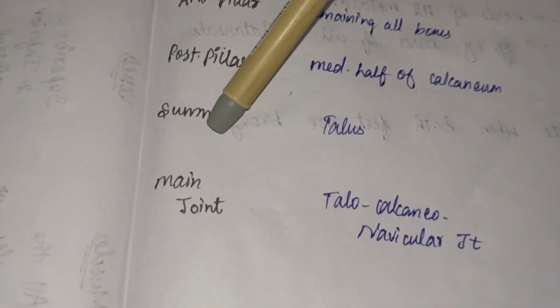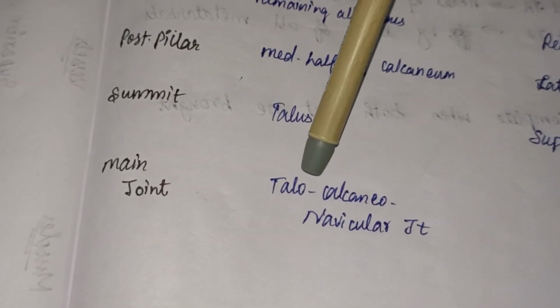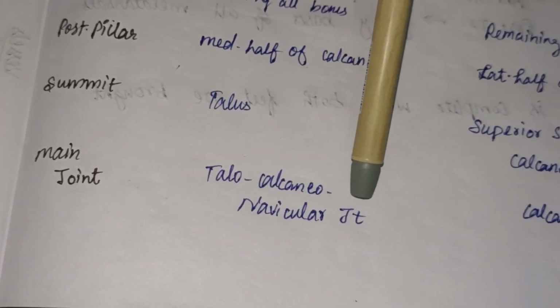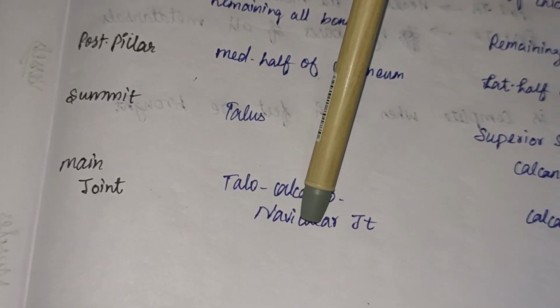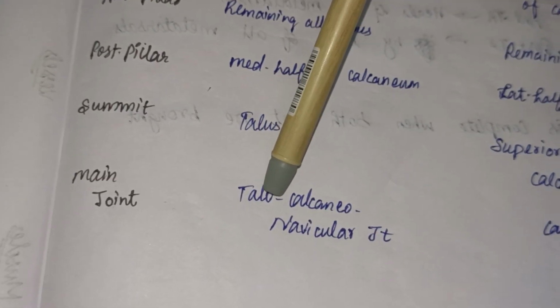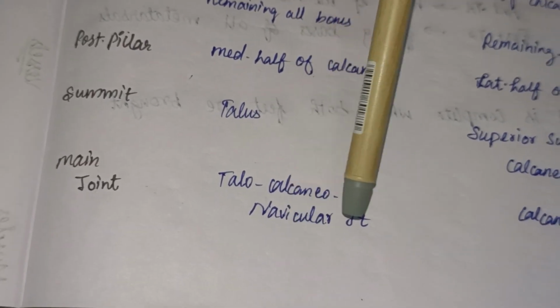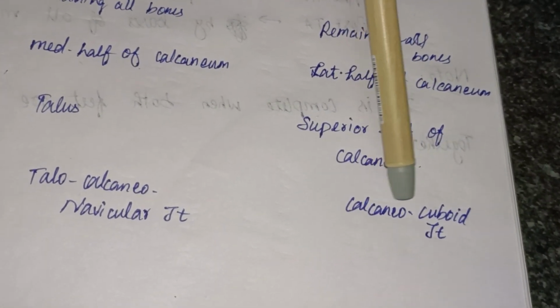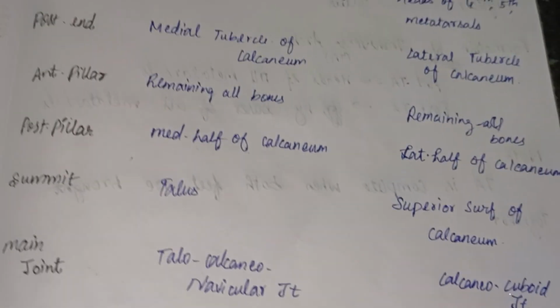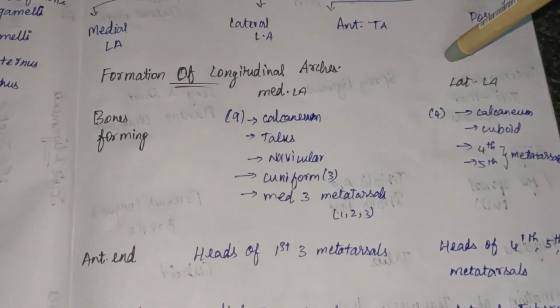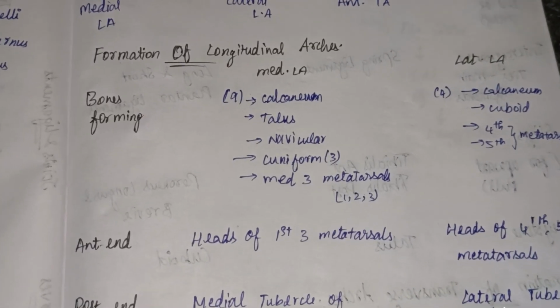Next, the main joint. Here it is the talocalcaneonavicular joint, the joint which is present between the talus, calcaneum and the navicular bone. Next, here it is the calcaneocuboid joint, between the calcaneum and the cuboid bone. This is what the formation of longitudinal arch is.